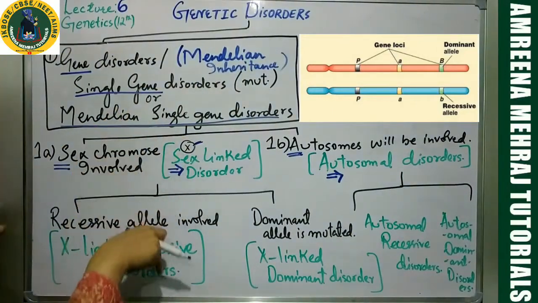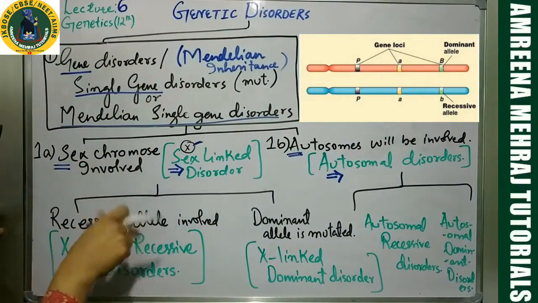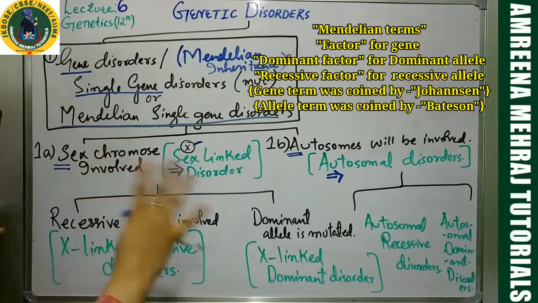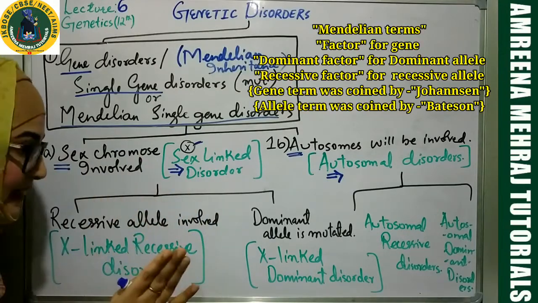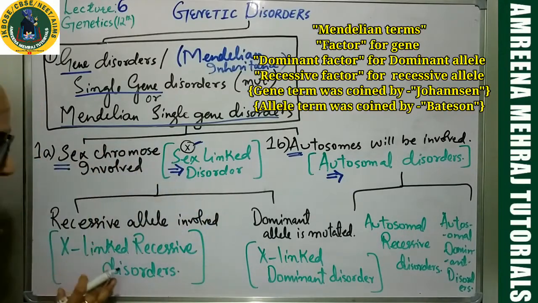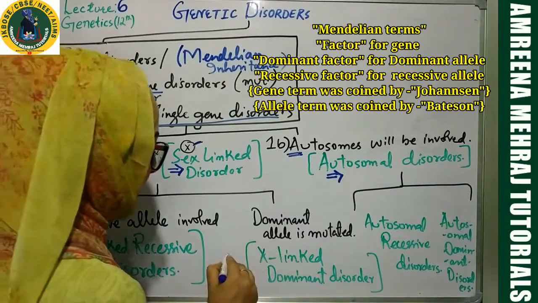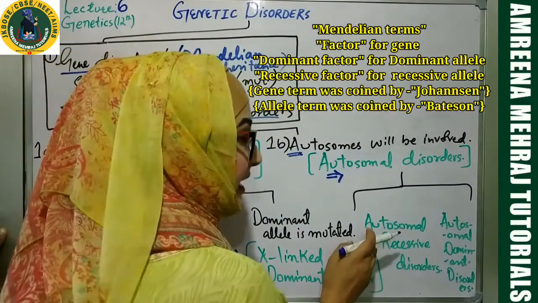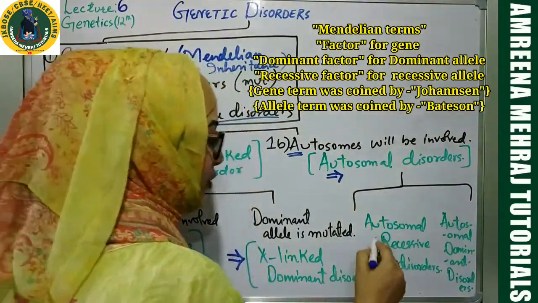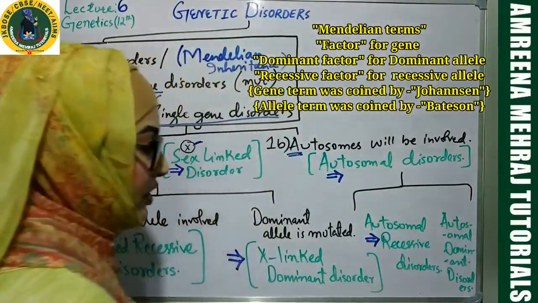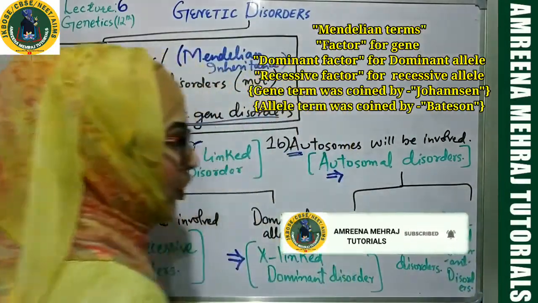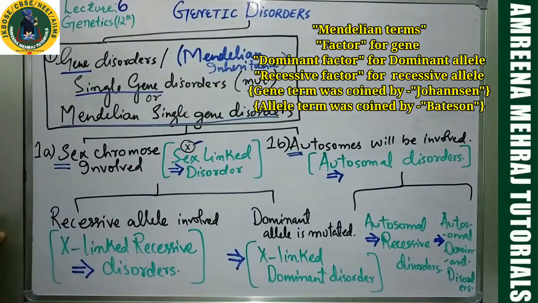Now if the allele has mutated, because every gene, as far as Mendel is concerned, has got how many? It has got alternate forms, and those forms are called what? Alleles. Okay. Now, if the recessive allele is mutated, you will call it X-linked recessive disorder. If the dominant allele is involved, you call it X-linked dominant disorder. Similarly, in case of autosomes, if the recessive allele is mutated, you will call it autosomal recessive disorder. If the dominant allele is involved, you will call it autosomal dominant disorder. This is the way things will be classified.